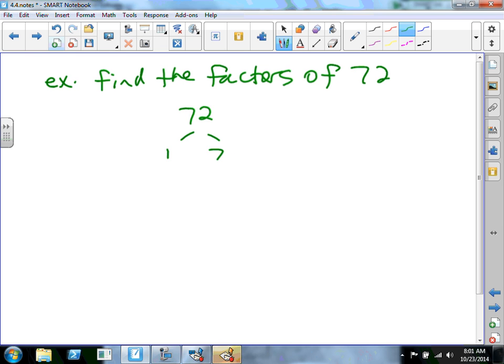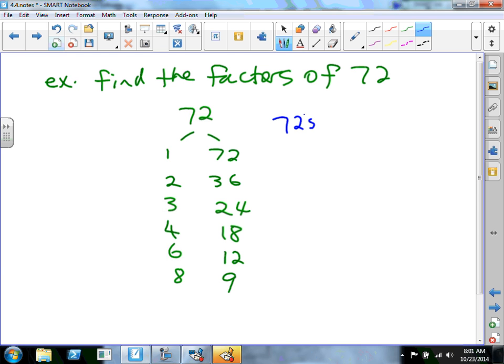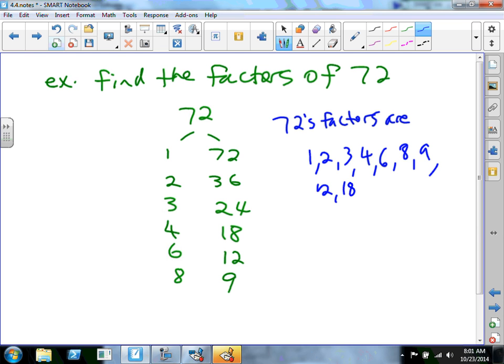So 1 and 72, 2 and 36, 3 and 24, 4 and 18, 6 and 12, and 7 doesn't work, but 8 and 9 does. So 72's factors then are 1, 2, 3, 4, 6, 8, 9, 12, 18, 24, 36, and 72.